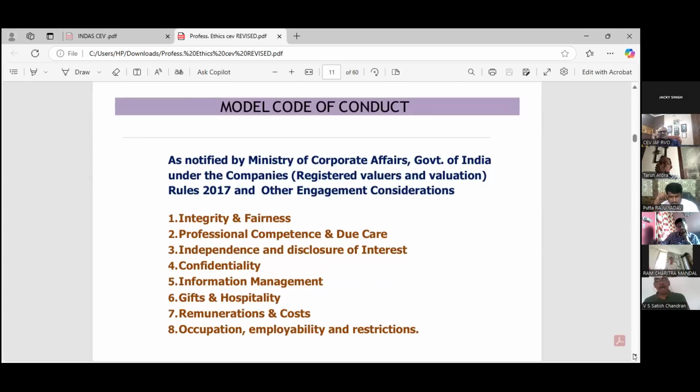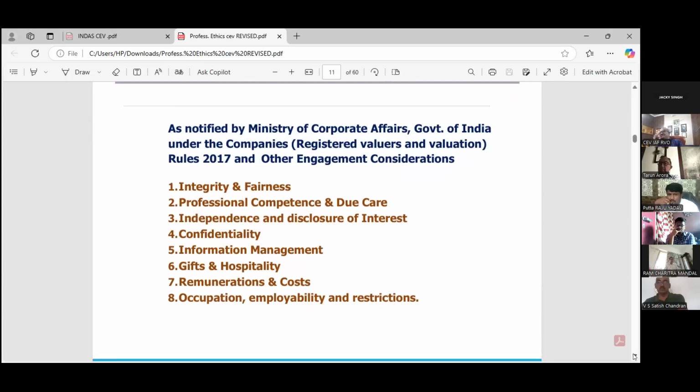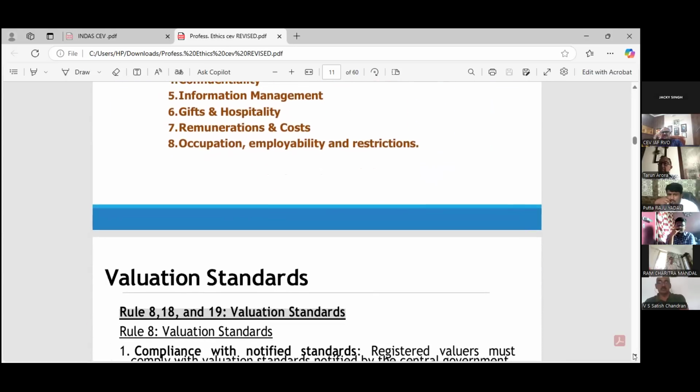Eight. Integrity and fairness, professional competence and due care, independence and disclosure of interest, confidentiality, information management, gifts and hospitality, remuneration and costs, occupation, employability, and distinction. A total of 8 model codes of conduct. One by one we'll discuss.